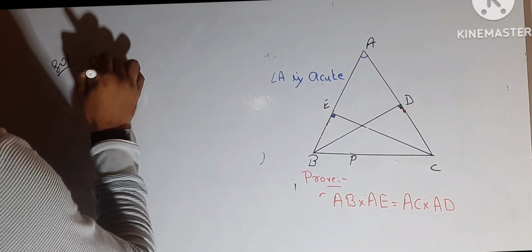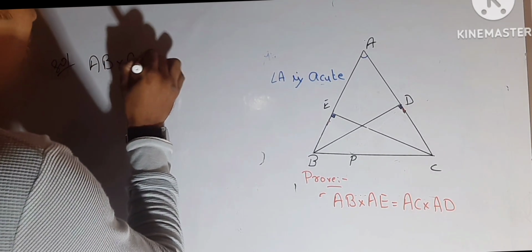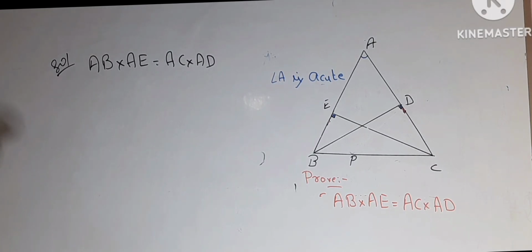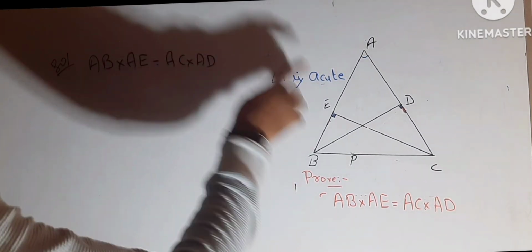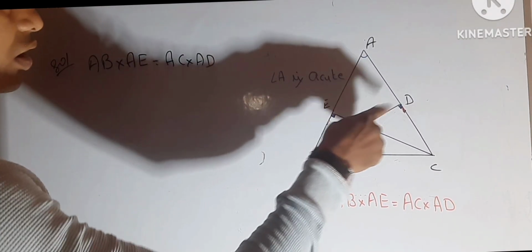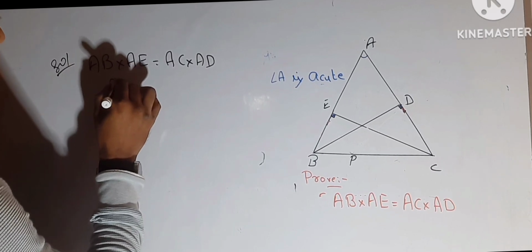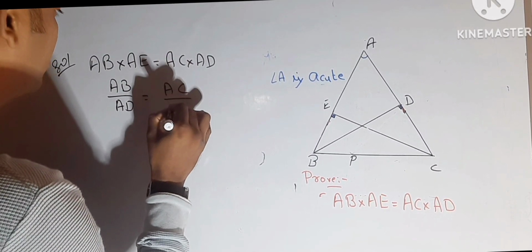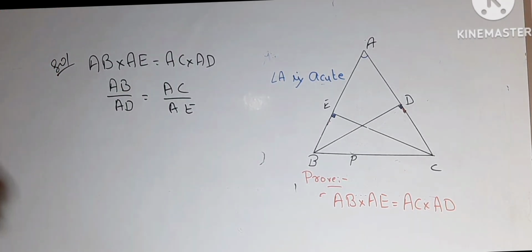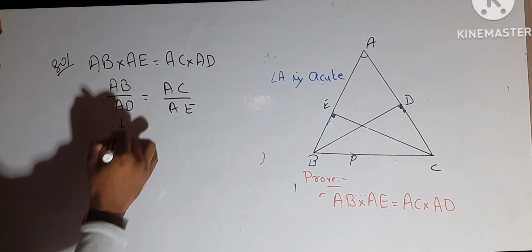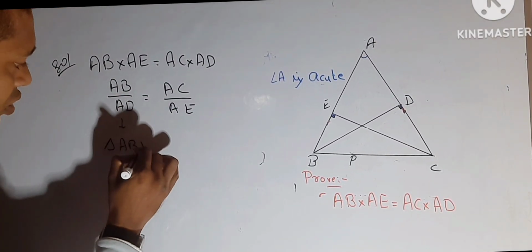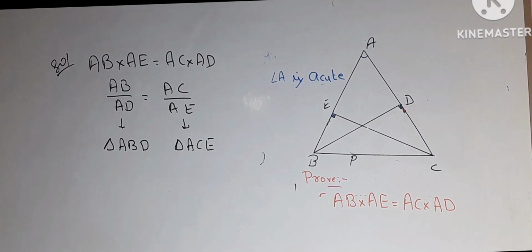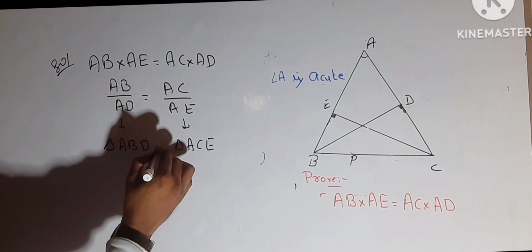So let me write AB into AE equals AC into AD, right? AB is lying here, and with respect to that, AD should be there. Okay, so I got the answer, and maybe you also got the answer. If you understood, pause the video and try to do the sum by yourself. So from here the triangle is triangle ABD, and from here the triangle is ACE. These two triangles I have to consider and show that they are similar.